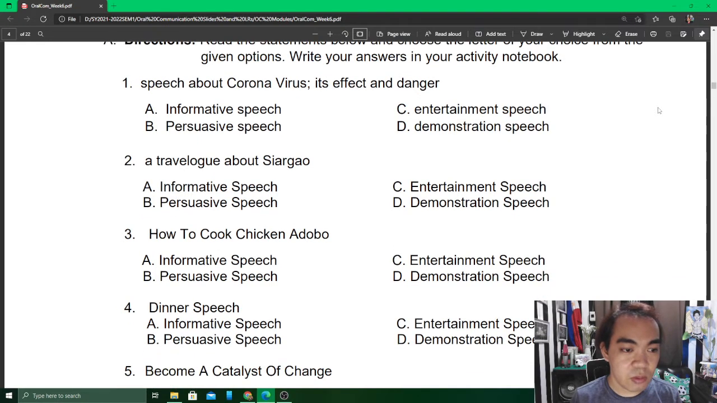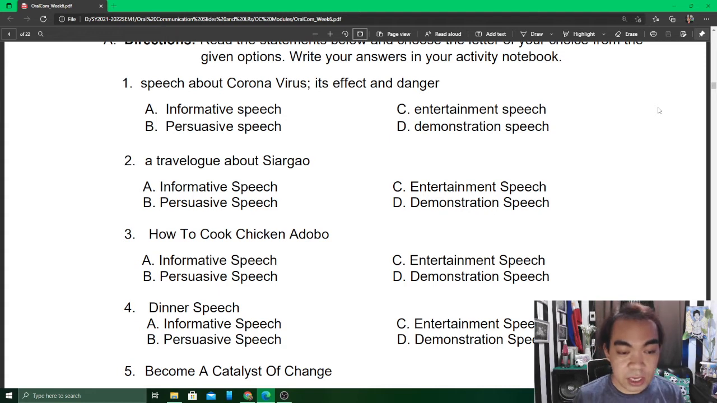Okay, so number 1, for example, we have speech about coronavirus, its effect, and danger. What type of speech would this probably be? Informative, persuasive, entertainment, or demonstration? Okay, so we all know we are trying to inform, deliver information, so it's informative speech, letter A.